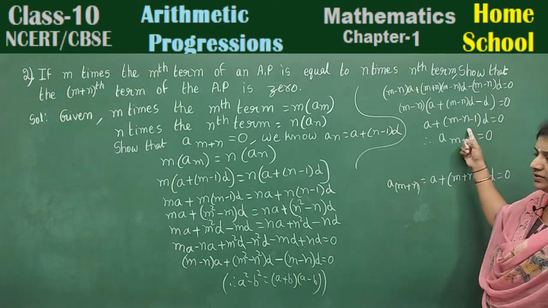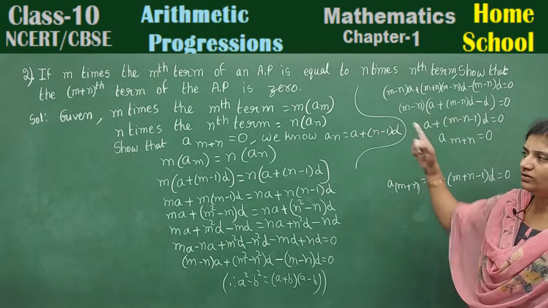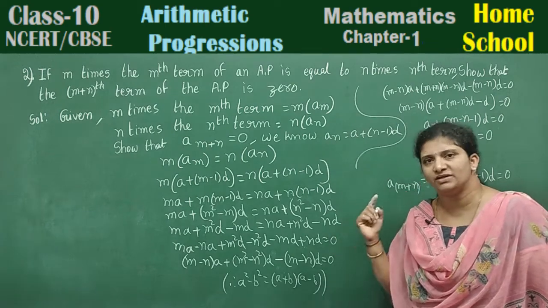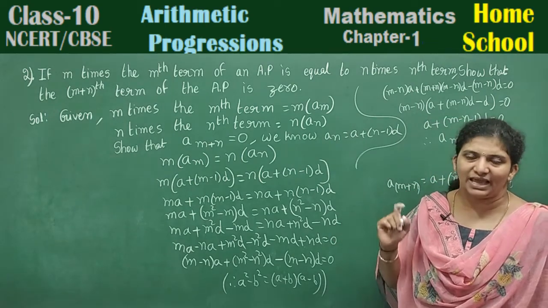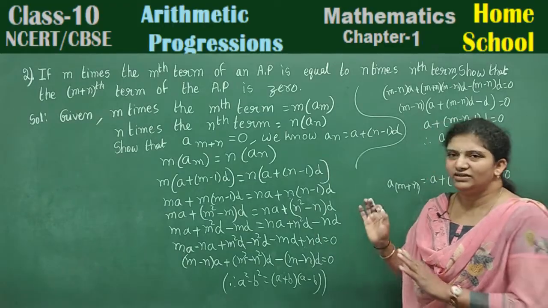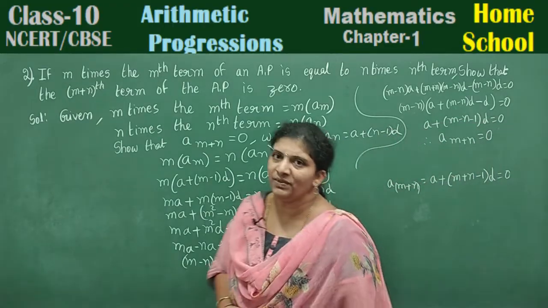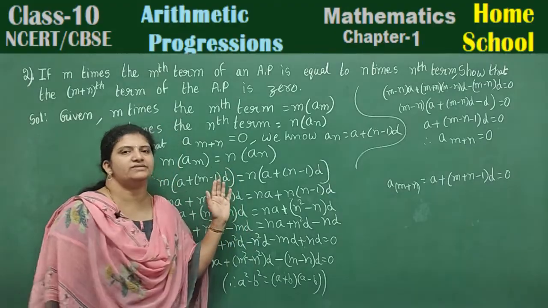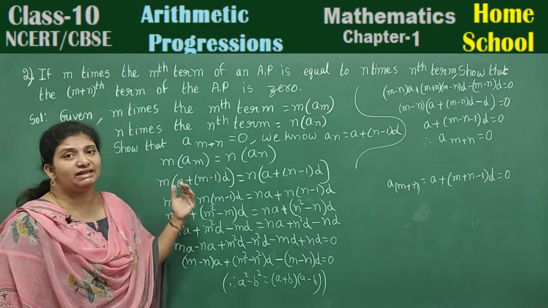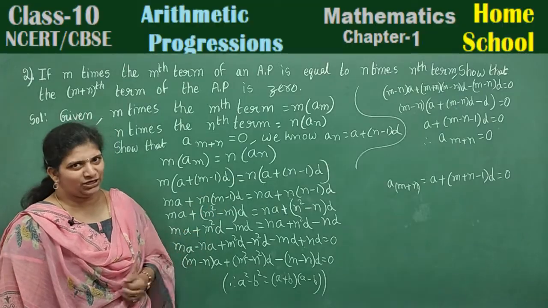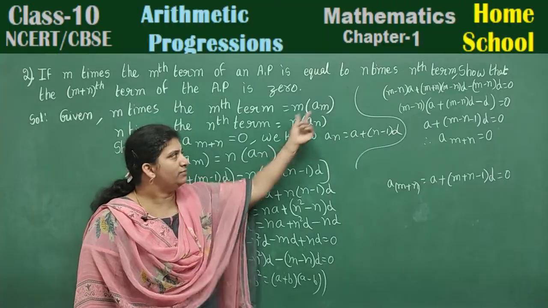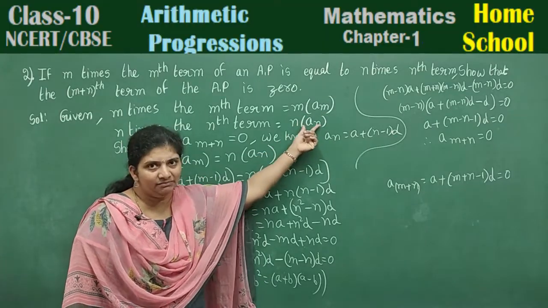We cannot do further, so think a little. What did they ask? They asked us to prove the (m plus n)th term is 0. That means a(m plus n) is equal to 0. Okay. Once again, let's have a recap here. M times the mth term is equal to n times the nth term. Prove that the (m plus n)th term is equal to 0.